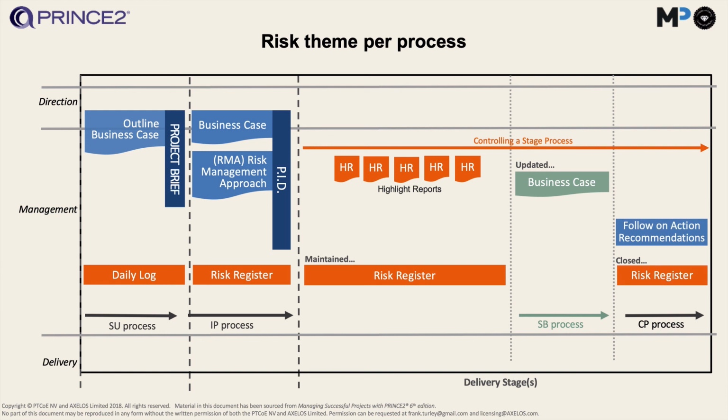And I've put there the follow-on action recommendations. That's where we hand information over to the people who will support the product that we're creating. If it's a software product, it's over to the people who will maintain it, and they should be aware of certain risks that might happen in the future once the application goes into production. That's why it's there, and that happens in the closing a project process.